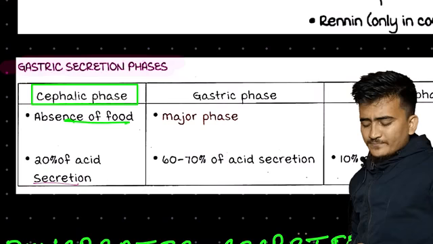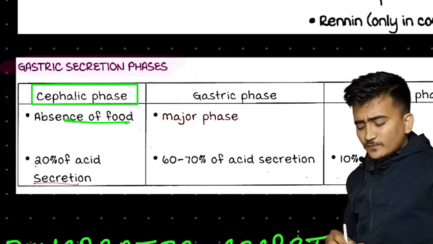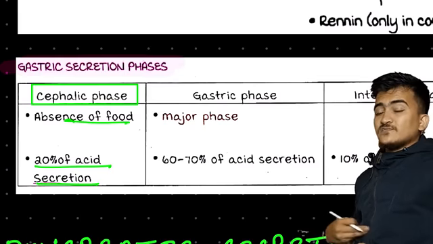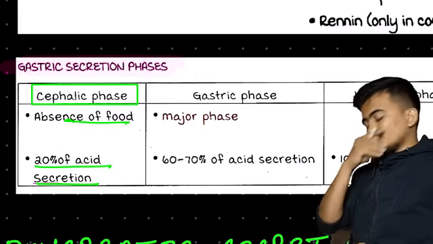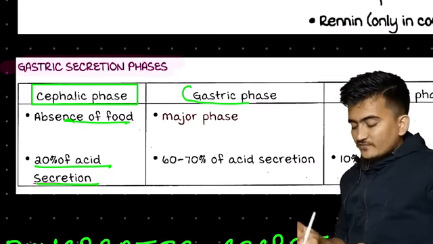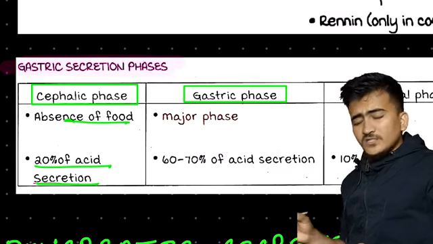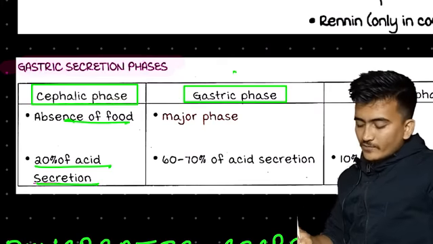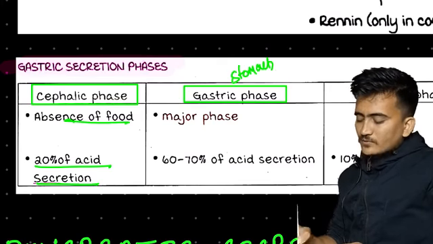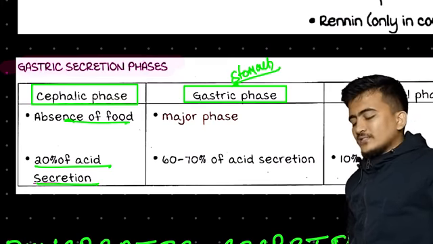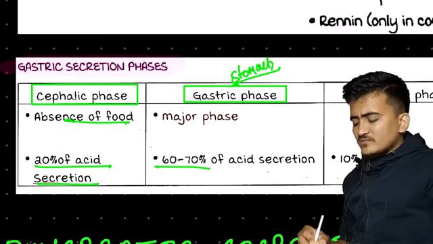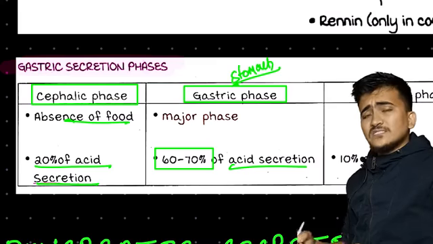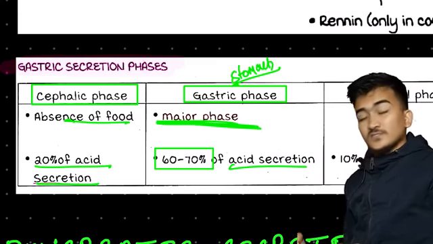And in the absence of food, this is responsible for 20% of acid secretion, right? 20% of acid secretion, and we're talking about what? Gastric HCl. Similarly, the gastric phase is what? The phase in which there will be food inside our stomach, right? And that is responsible for the major acid secretion, 60 to 70% of acid secretion, and this is also considered to be the major phase.